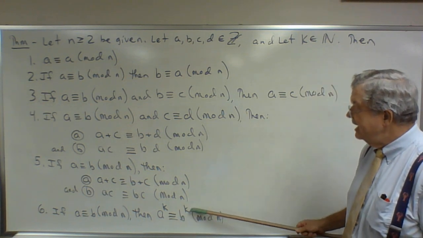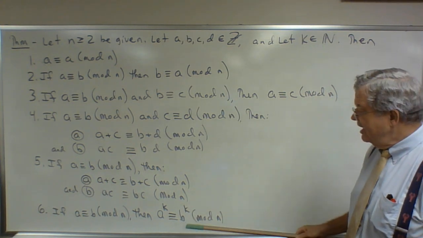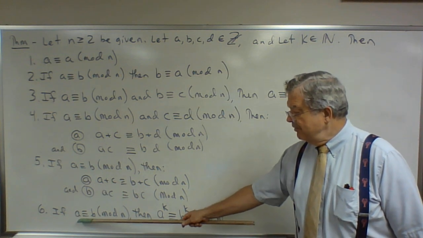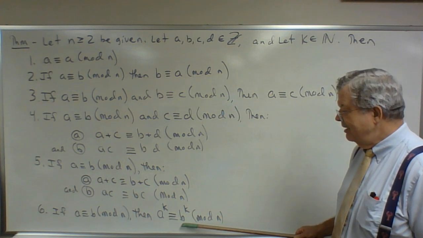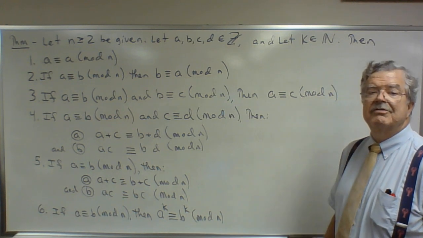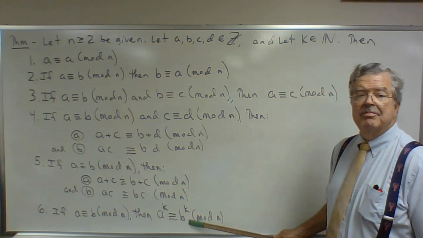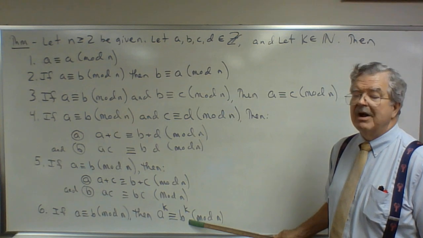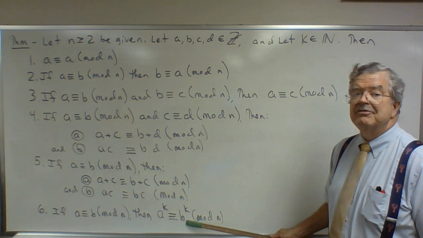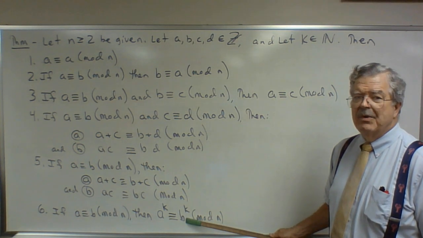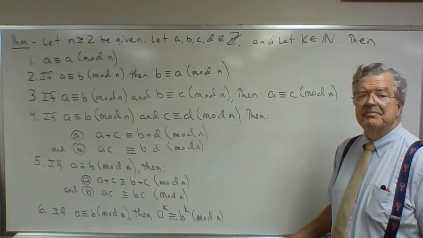And remember what k is. K is a natural number, 1, 2, 3, 4, 5. So we can take both sides of a congruence and raise them to the power of any natural number, and the congruence is preserved. And this is by far the most powerful and far-reaching property of congruences, in my opinion. This is where the real power of congruences and modulo arithmetic lies.